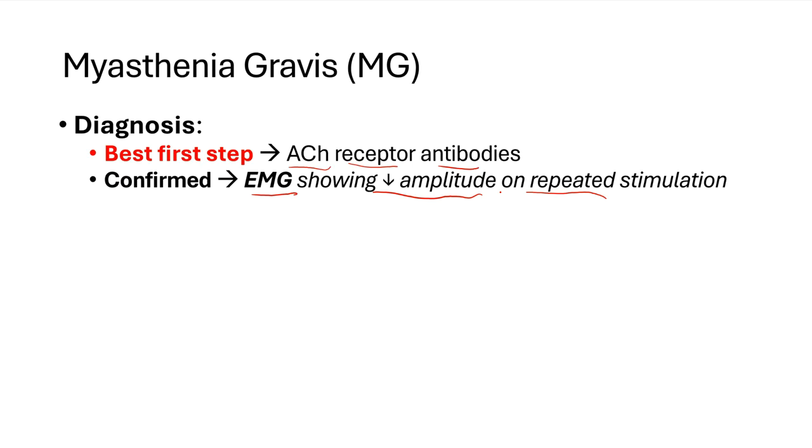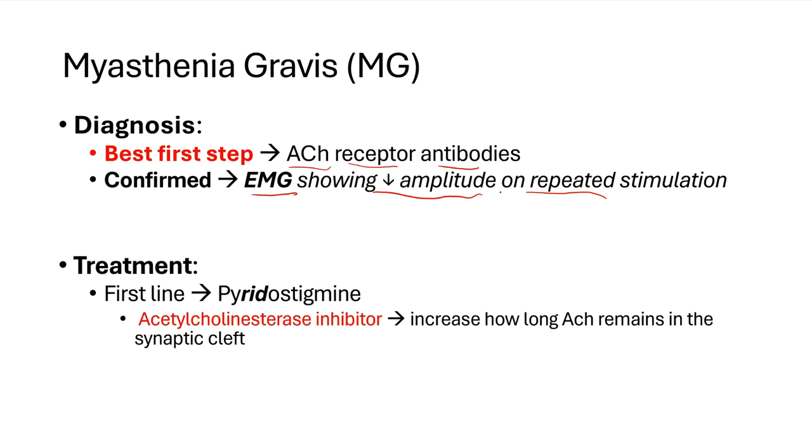Now, what exactly is the treatment for MG? Well, the treatment is going to be a drug known as pyridostigmine, which is an acetylcholinesterase inhibitor. I've always remembered pyridostigmine for MG because it helps me get rid of myasthenia. This increases how long acetylcholine remains in the synaptic cleft. Now, many individuals know this. Thus, the questions that might be asked about pyridostigmine may be associated with its adverse effects.